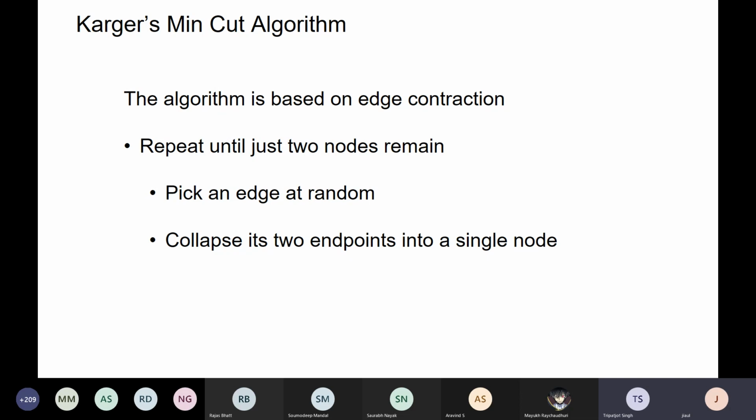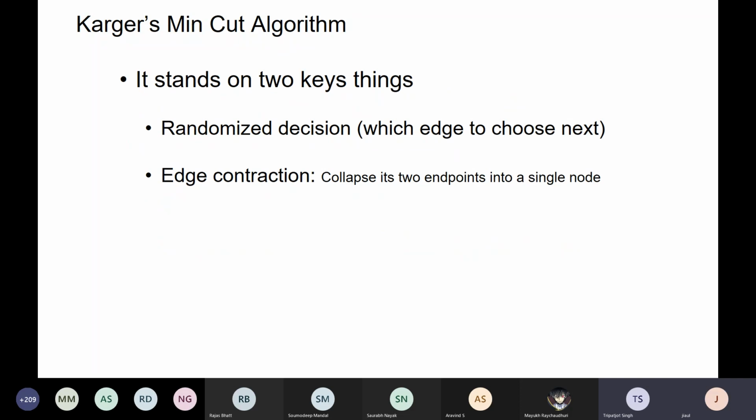I will show you an example in the next few slides, and you will understand this point. But there are two things you have to remember. One is that this mechanism is based on edge contraction, and the second is that which edge we are going to contract next is determined by a random number generator. That's why it's called a randomized algorithm. So a randomized decision on which edge to choose next, and edge contraction, collapsing two endpoints into a single node. Those are the two things that we'll be using.